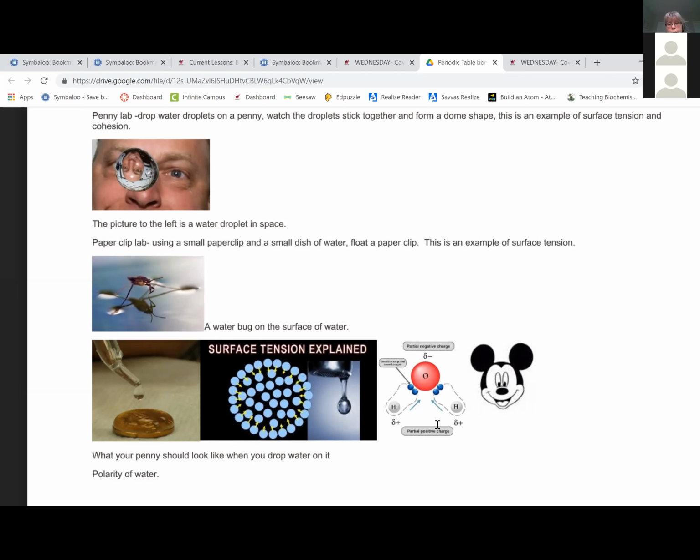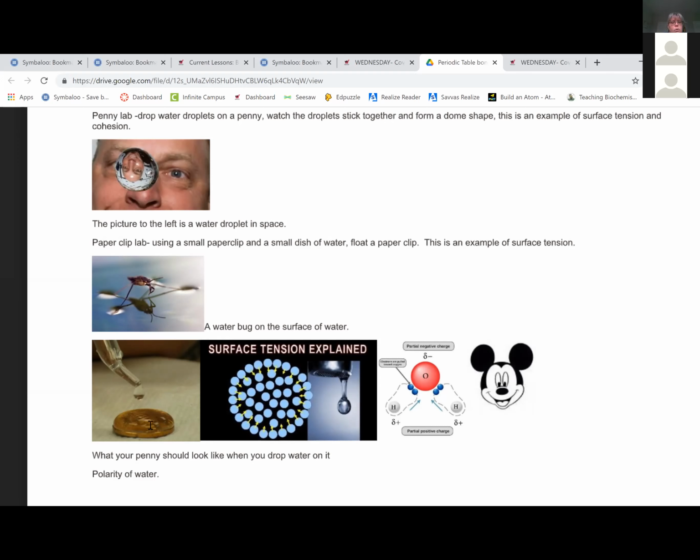The reason why that again happens is because of the ability of those Mickey Mouse structures of water to stick together like glue to cause this surface tension. If we look down here, here's a penny lab that you may have done, where you drop water on a penny, and as you drop the water, it makes like a little dome, and that dome continues to grow until the surface tension maximum is reached, and then it goes poof, and then your water falls all over the place.